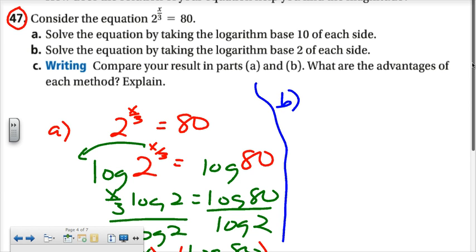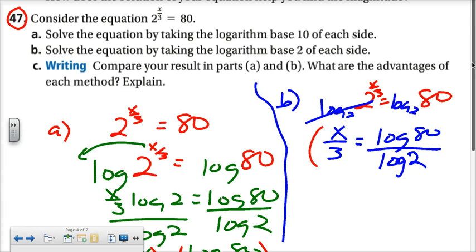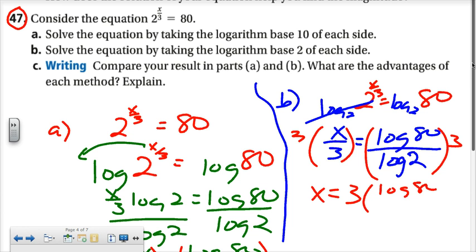So B says instead, now do what I've been teaching you, which is to match your bases, use inverses. So the logarithm base 2, and these will drop out, and you'll have x over 3 equals, and then use your change of base formula. And then we would multiply both sides by 3. So x would equal 3 times the logarithm of 80 divided by the logarithm of 2.